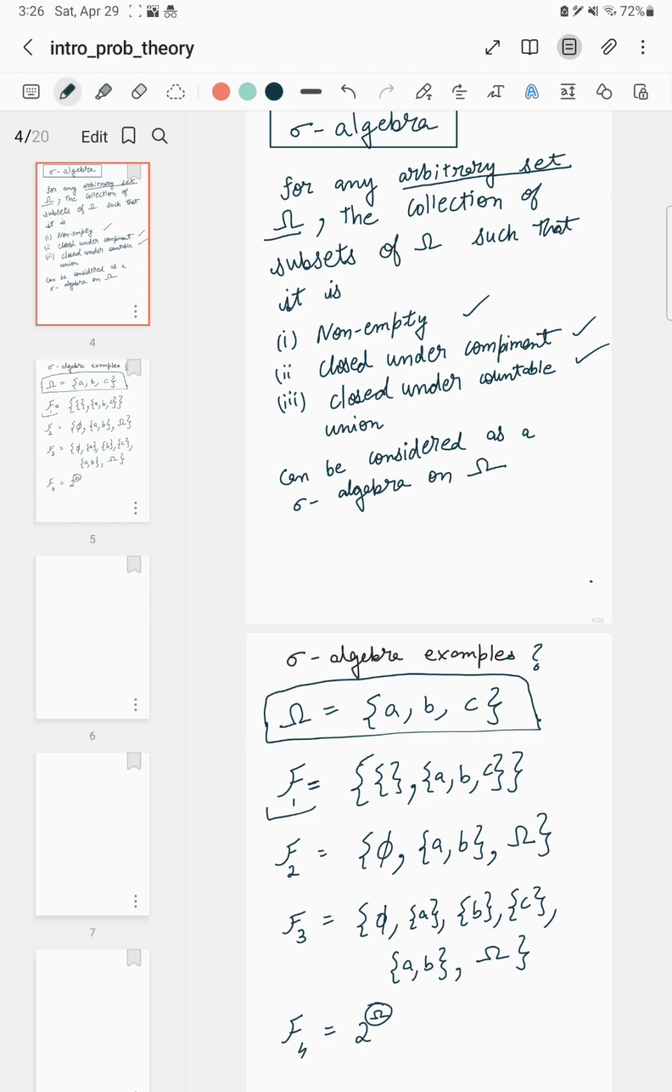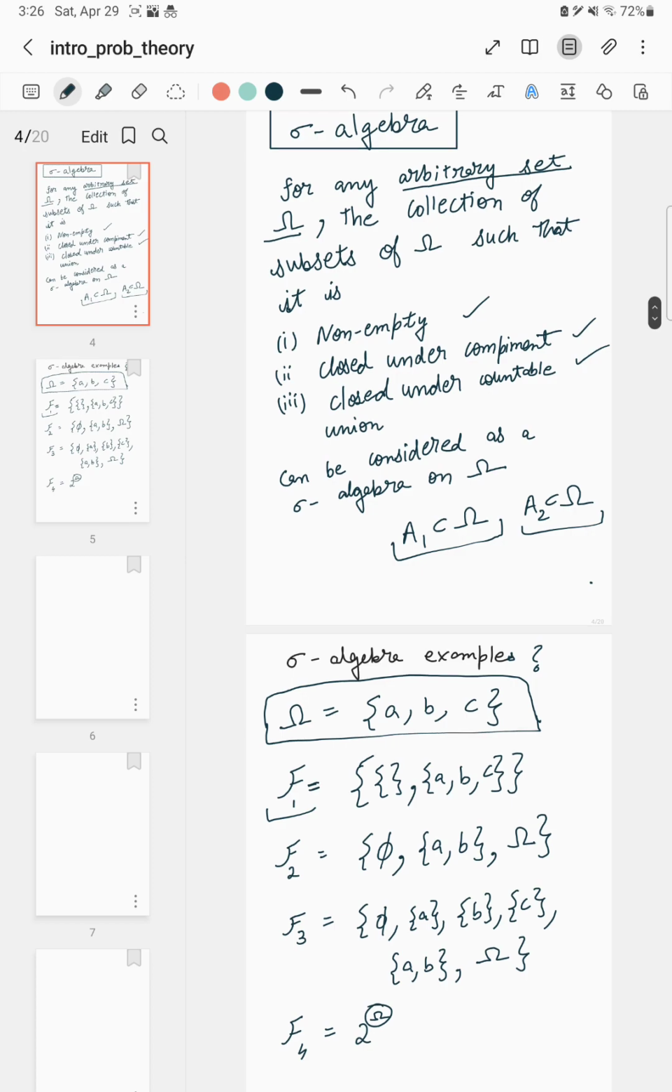So let's say there is a subset A1 which is a subset of omega, and let's say there is another subset of omega which is A2. Now let's say I define a set of sets F such that F is A1 and A2, and it has a few more elements other than A1 and A2. We're going to come to that later. So this means that first of all, this F, which is a set of subsets of omega, should be non-empty.